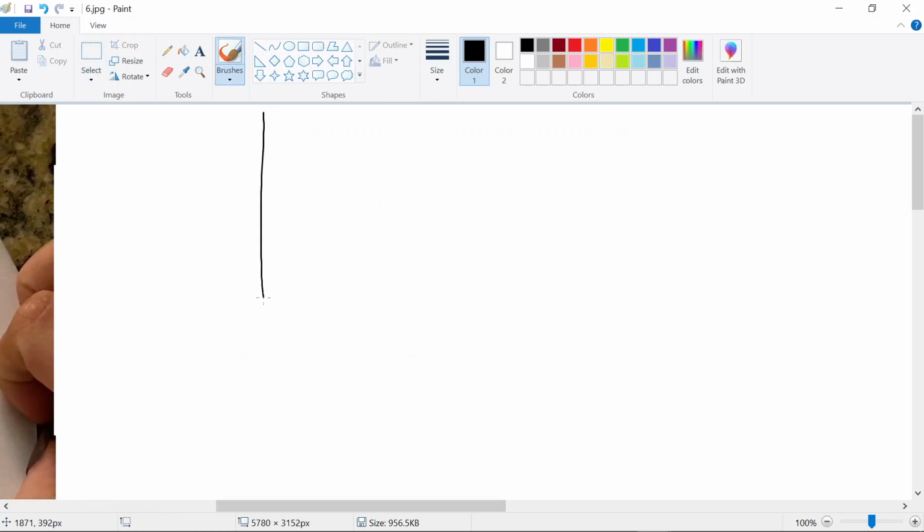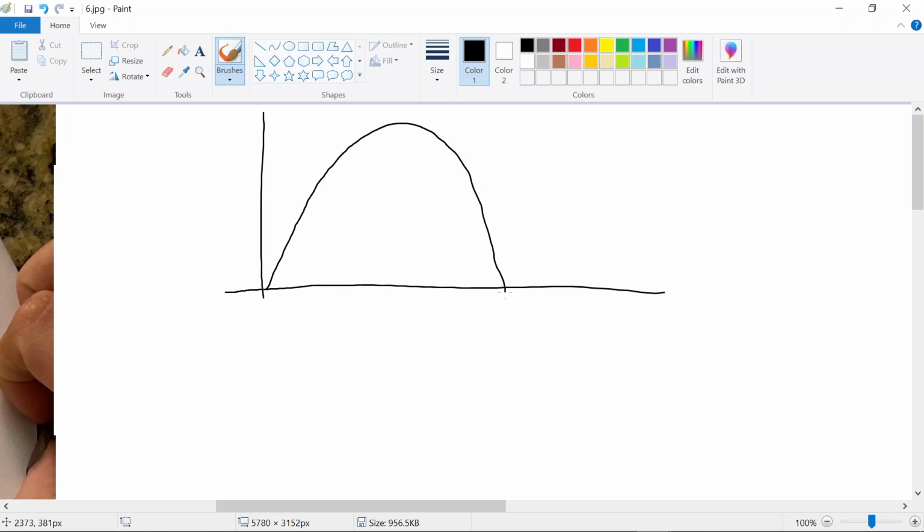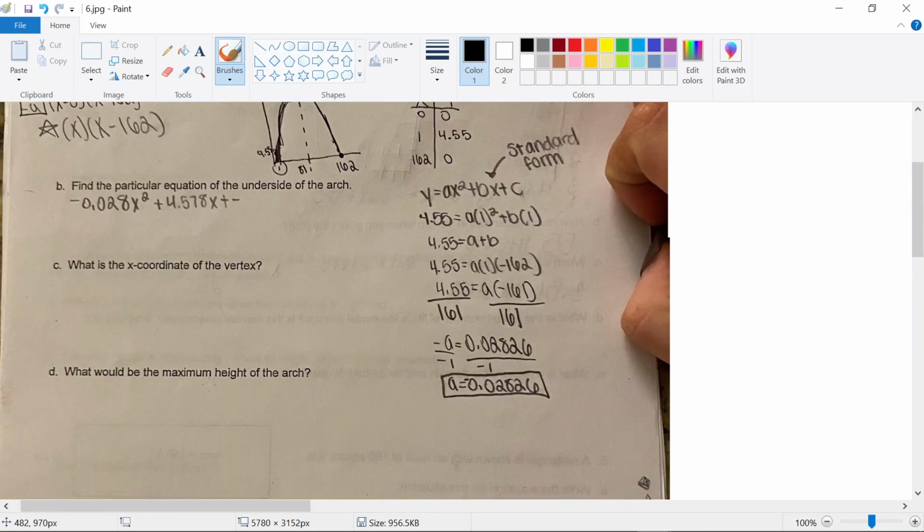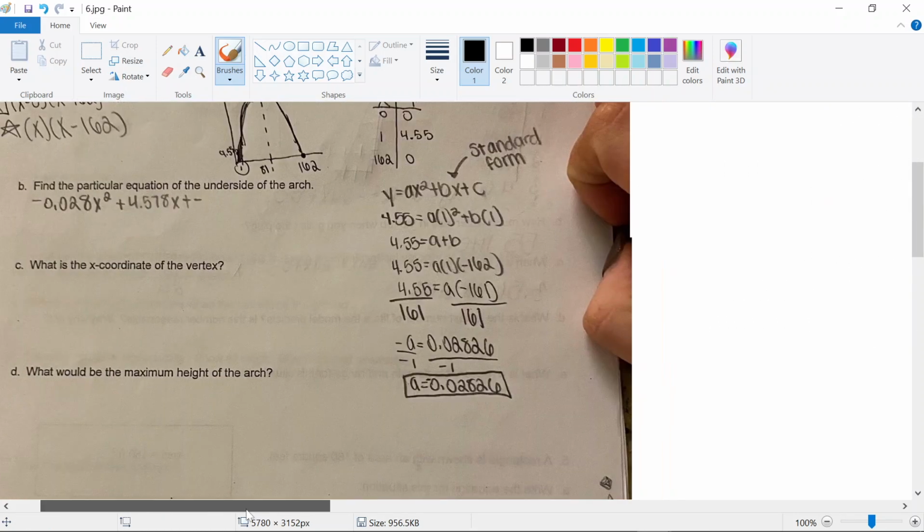Here is a coordinate system that we set up. One end of the arch is there, one end of the arch is at 162. Where's the vertex? What's the x coordinate of the vertex going to be? Halfway between them, 81. So that already answers one of the questions. I think it says, what is the x coordinate of the vertex? C. C is 81.